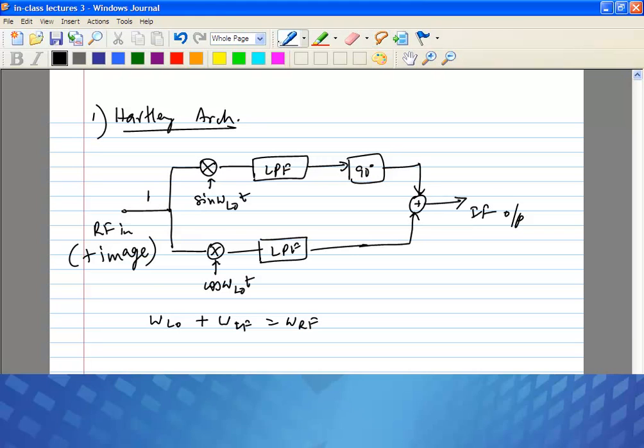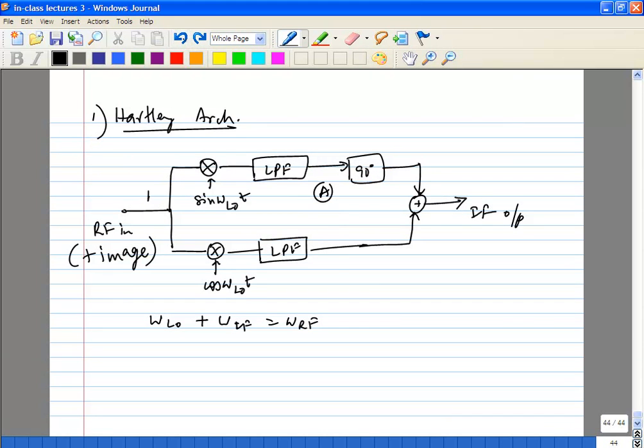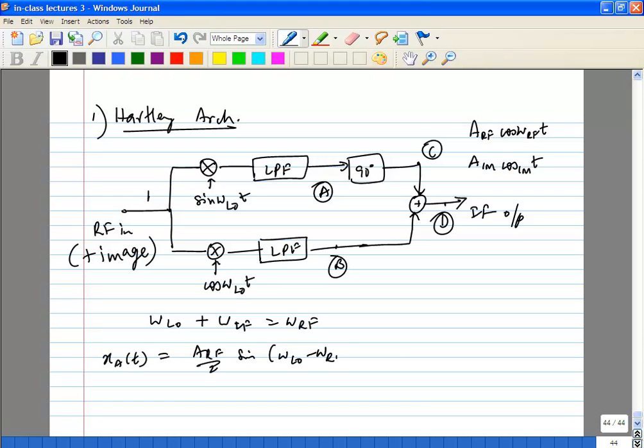So let's call this, actually, we'll name these four places A, B, C, and D. What do we have at A? You have RF multiplied with the sine, and the image multiplied with the sine. Okay, so let's assume these are the two inputs for your RF and image. So this is going to be the RF down converted to your IF.